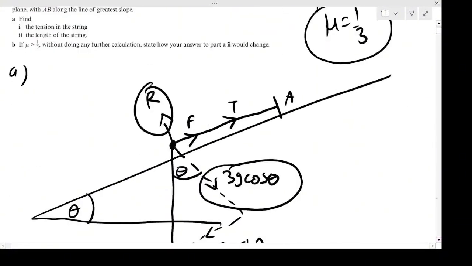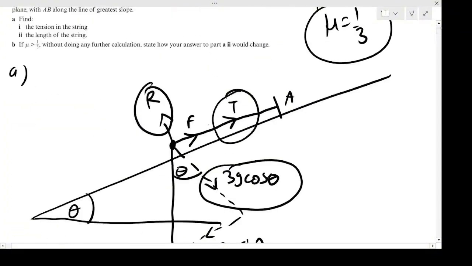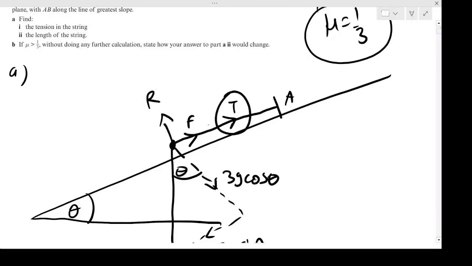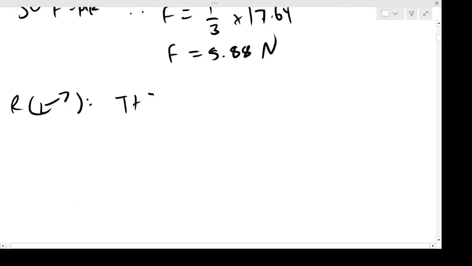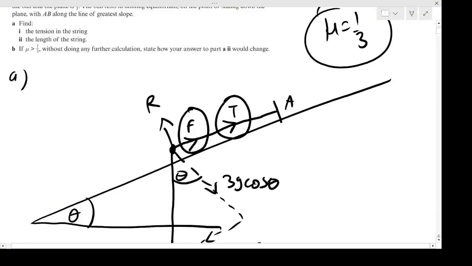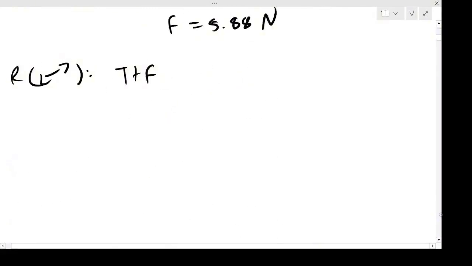Then I can lastly find the force T here by now resolving along the plane, so in this sort of direction. So my force is up the plane, up the surface, up the slope. That's going to be the force T, right? And the force F, the friction, they both act up the slope. So T plus F. Then the force in the opposite way is again this 3g sine theta. Hopefully you're familiar with that from other examples you've done before. Again, that's going to equal 0.